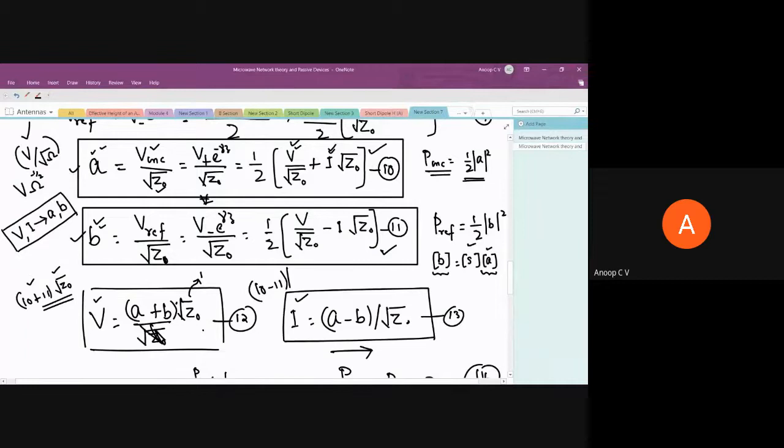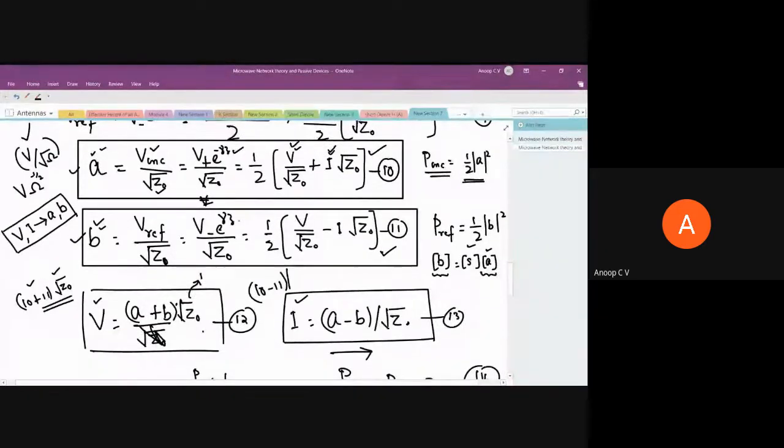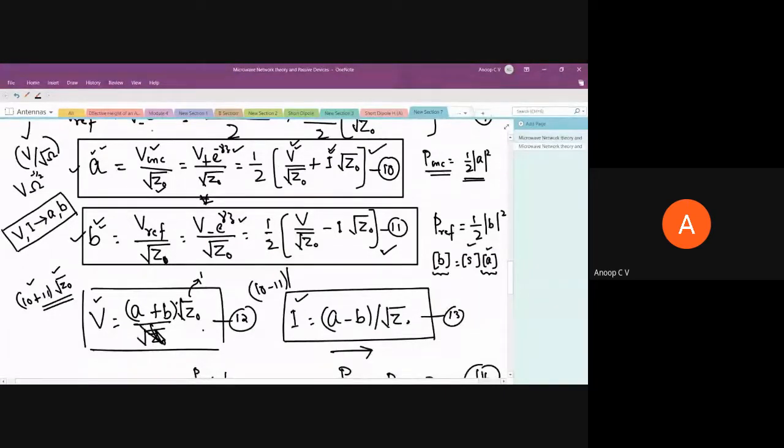It's just for simplicity in your textbook. They have assumed root of Z0 to be equal to 1. And one more major difference is they have not given these derivations. And instead of this V incident and V reflected, or V plus e power minus gamma Z and V minus e power gamma Z, they have used the term, if it is actually what?